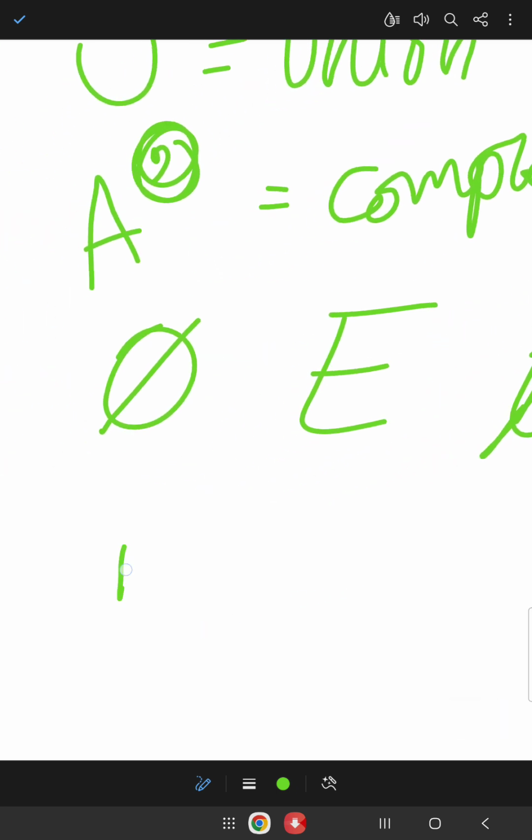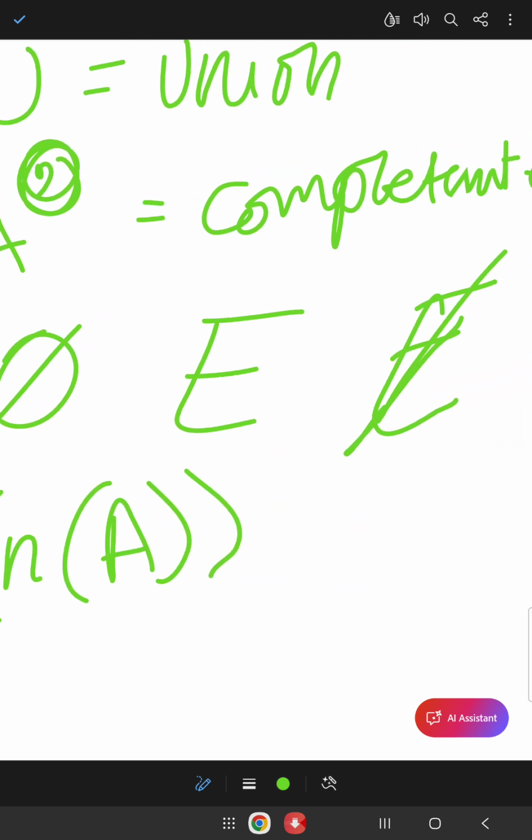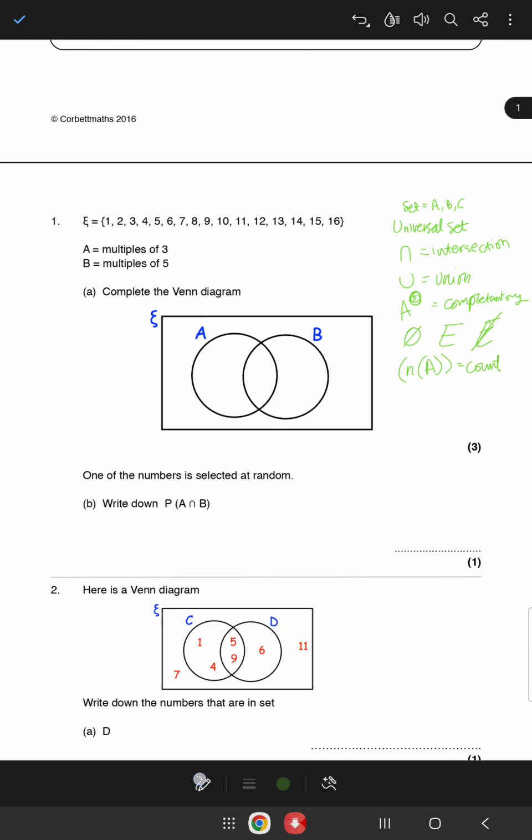And when it's written like this, N bracket A, which is our set bracket, it means the total count of the set. Now that we have that cleared, let's go to our first question. Write P bracket A intersection. Oh, sorry, that's not the first question.